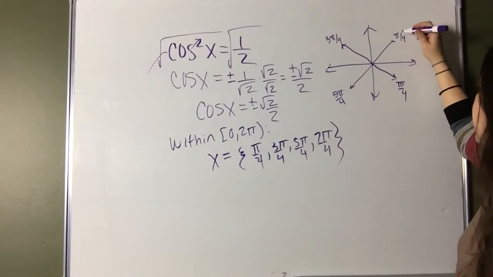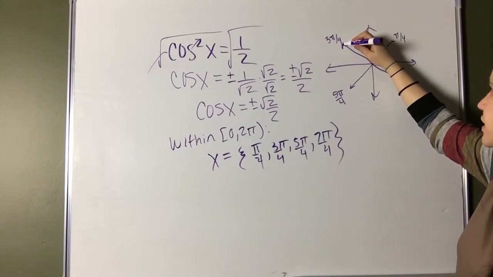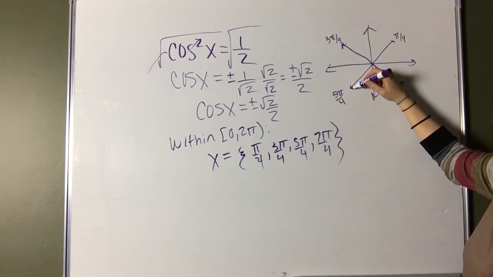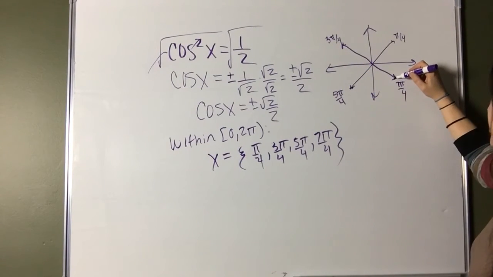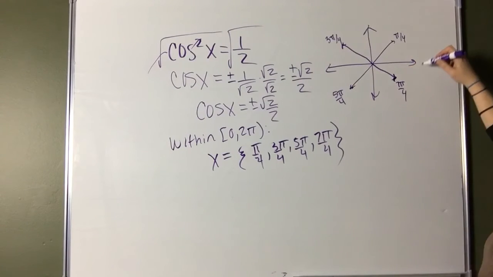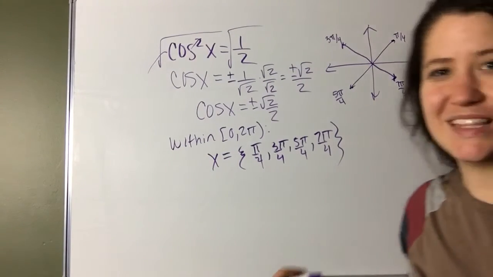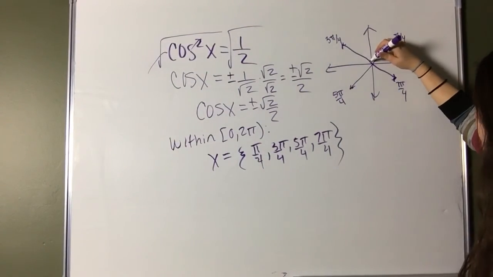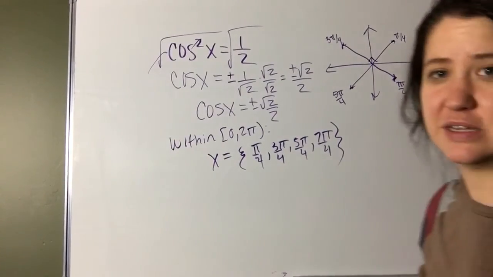So what would I have to add on to pi over 4 to get to 3 pi over 4? And hint, it'll be the same value if we add it to 3 pi over 4, we'll get to 5 pi over 4. And if we add it to 5 pi over 4, we'll get to 7 pi over 4. And if we add it to 7 pi over 4, we'll get to a coterminal angle with pi over 4. What is that value? If you're thinking these look like right angles, you're right. Those are 90-degree angles that are pi over 2 radians.